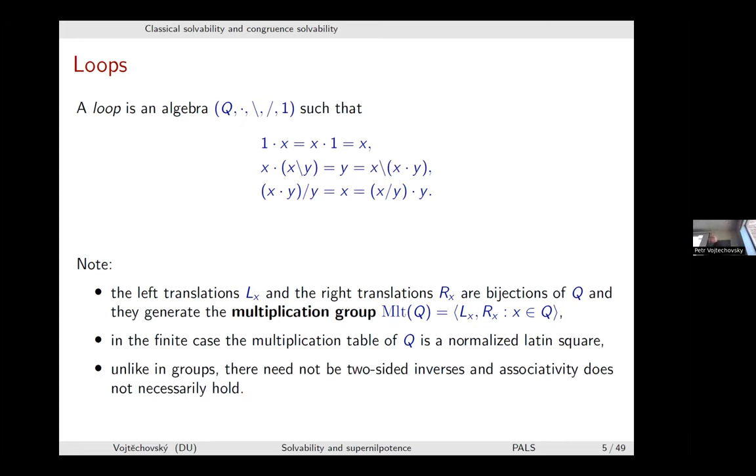But unlike in groups, there need not be two-sided inverses, for example, among other properties, and associativity does not necessarily hold. And the lack of associativity makes calculations, arguments, and proofs much more complicated, and you will see some of this coming up a bit. But you can think informally of loops as non-associative groups, or not necessarily associative groups, because they share many properties with groups.